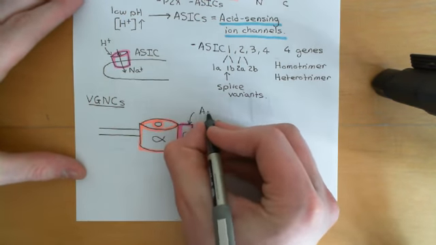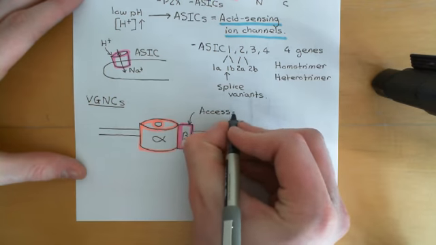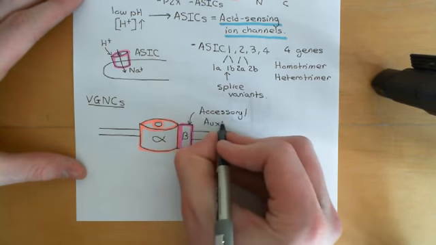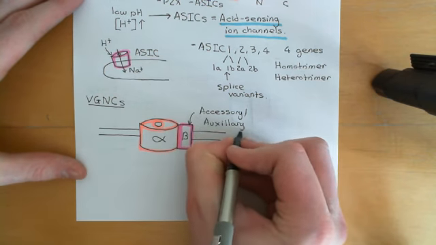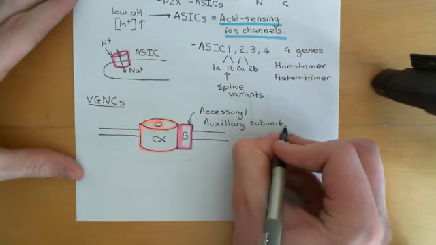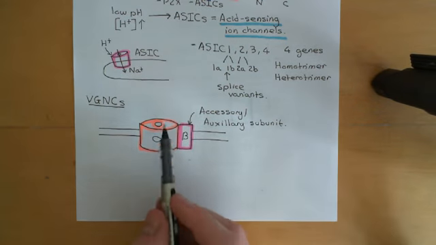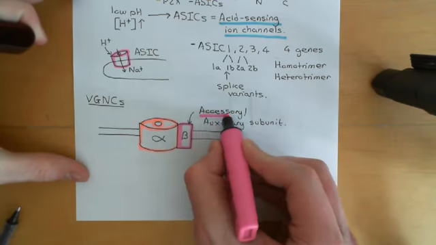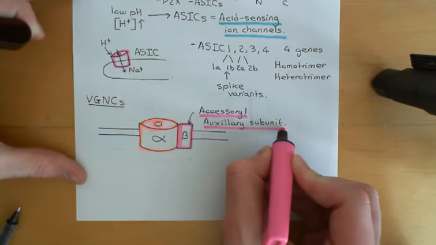This is what we would call the accessory, or you could call it the auxiliary subunit. Now, voltage-gated sodium channels usually have just one accessory or auxiliary beta subunit. However, sometimes you can have two beta subunits bound to the alpha subunit. So that's what I meant when I said they're usually made up of two separate proteins, but can be three proteins. So that's the accessory or auxiliary subunit here.